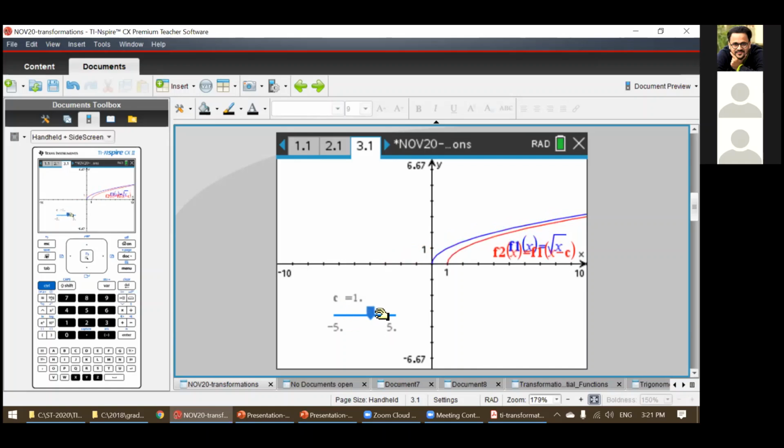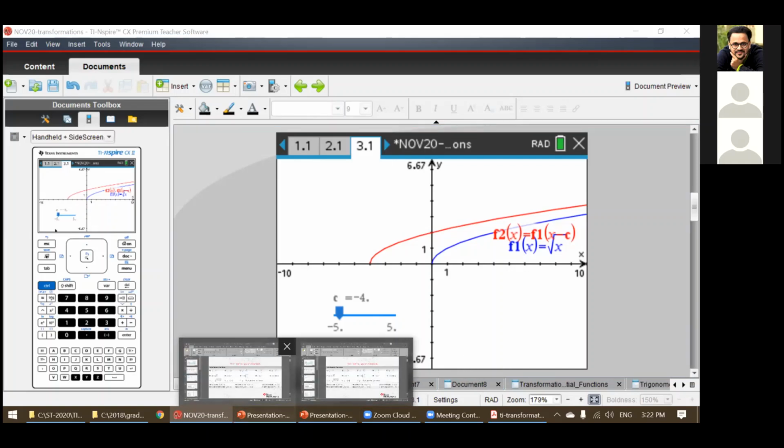As c takes positive values, what happens to the graph? As I move the slider more and more to the negative side, what happens to the graph? Such a transformation is called a horizontal shift, or a horizontal translation. And translations are always described by vectors. In this case, you will have the vector as the first component, because it is along the x-axis. All right, so far so good. Any questions? Please feel free to ask.